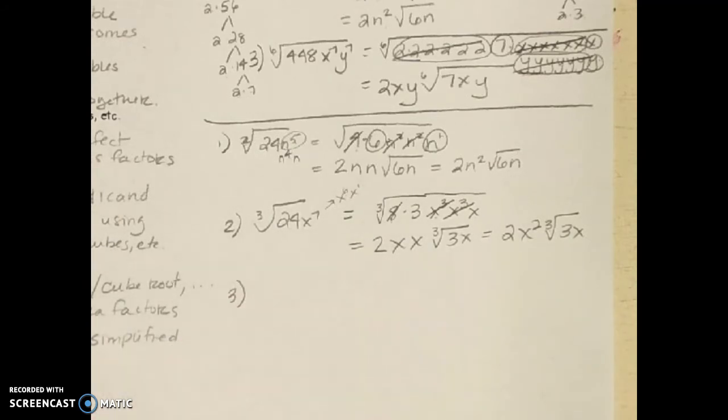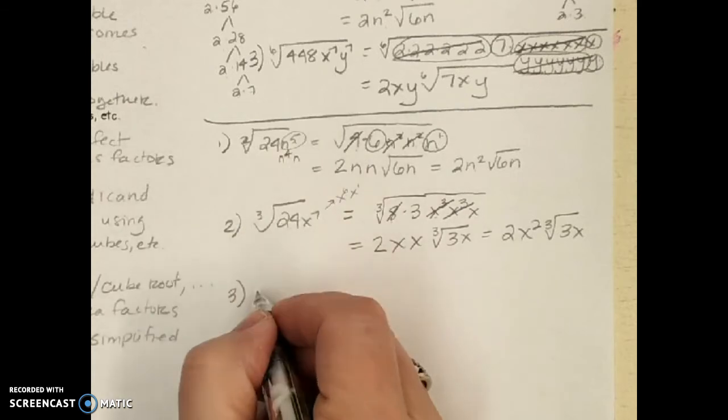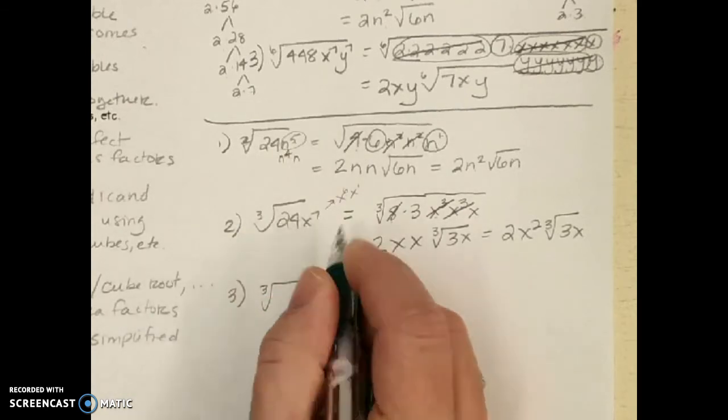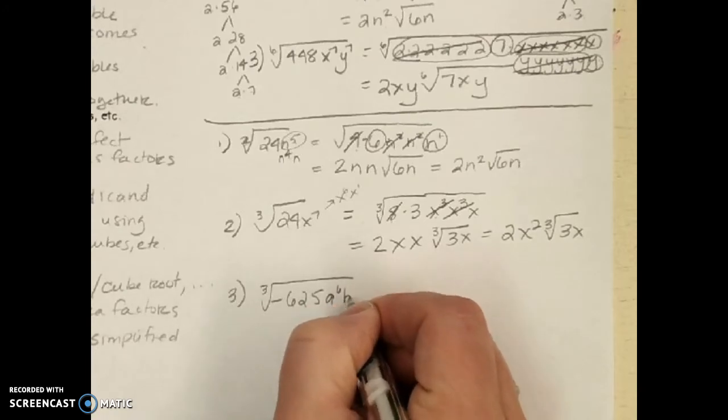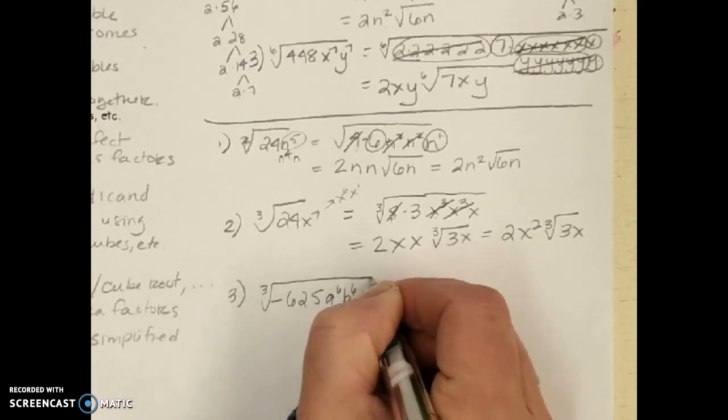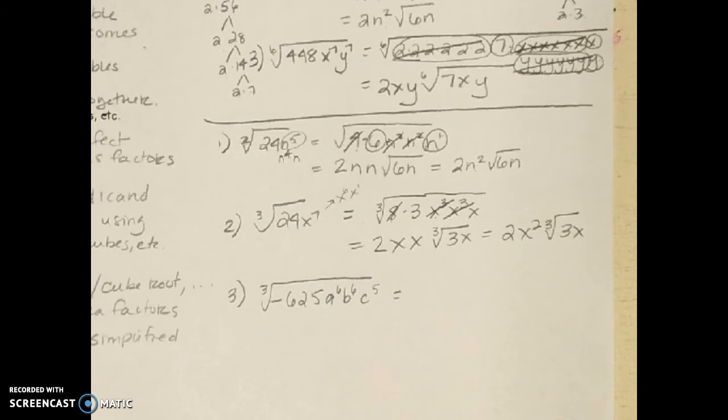I'm going to do one more. I've got the cube root of a negative 625, a to the 6th, b to the 6th, c to the 5th. So here's where those cube roots, you may recognize them, you may not. If you don't, then you've got that prime factorization that you can fall back on, and you can break it down, and then you're going to group it into groups of 3 because that's my index. But I recognize that I have 125 as a perfect cube in that.